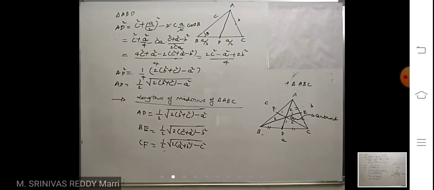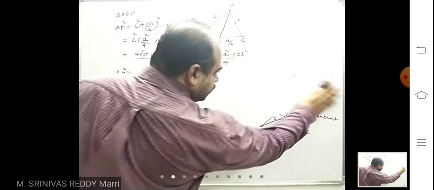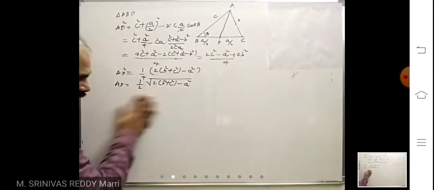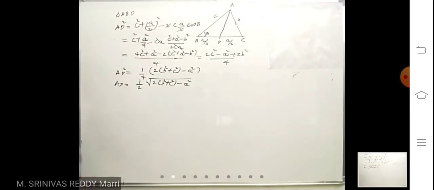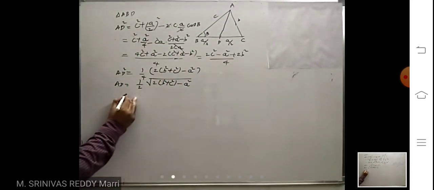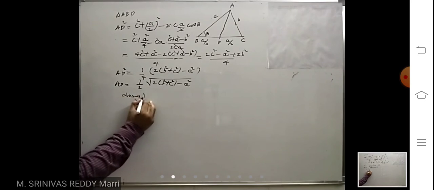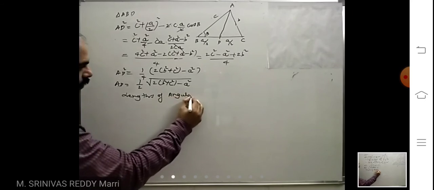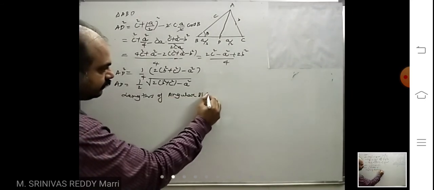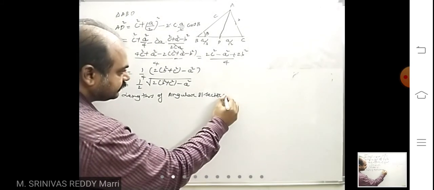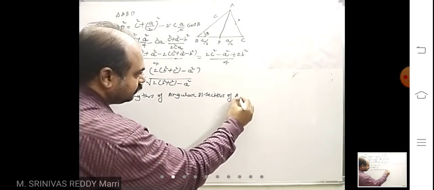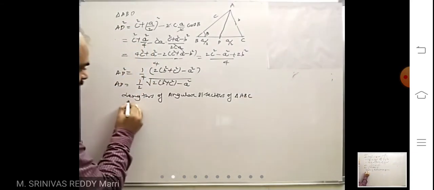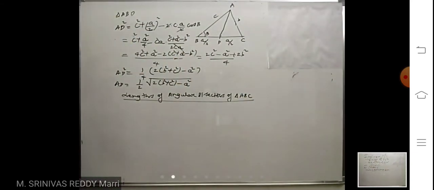Look at. Next, the last one. Don't go away. Lengths of angular bisectors of triangle ABC.